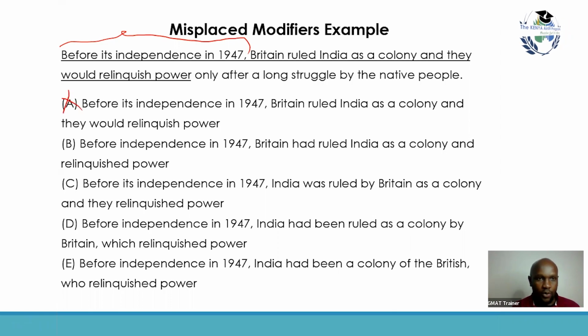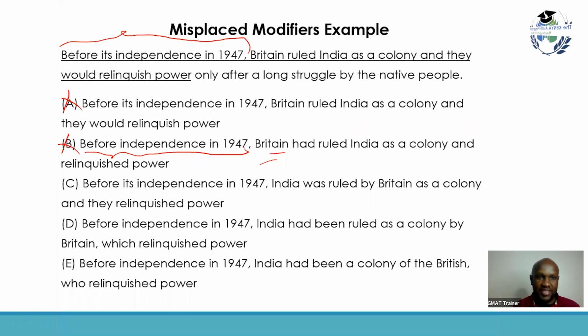Then you look at B. B states, before independence in 1947, Britain had ruled India as a colony and relinquished power. Of course, again, the modifier here modifies Britain, right? Which is incorrect, as we discussed earlier. So B is also incorrect because it has a modifier error.